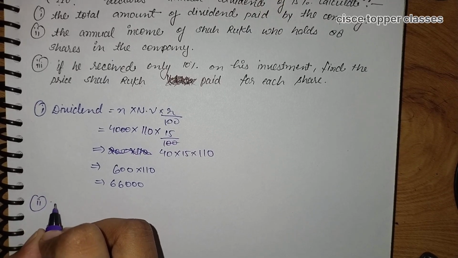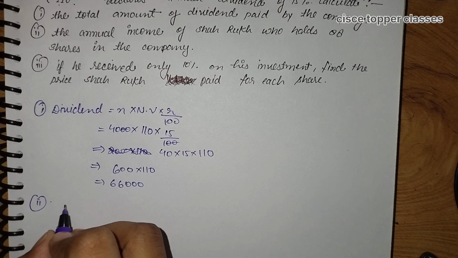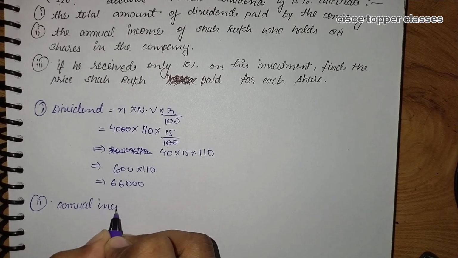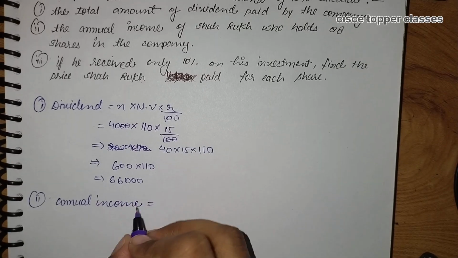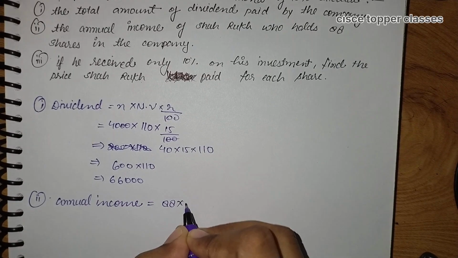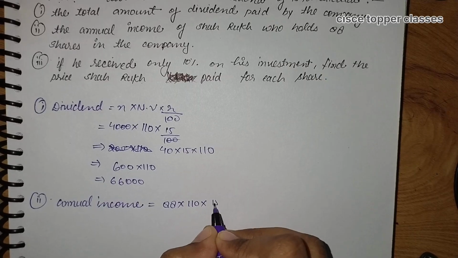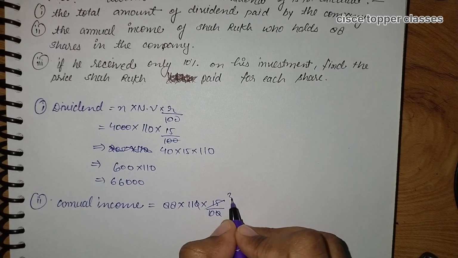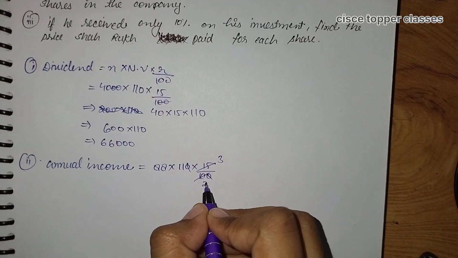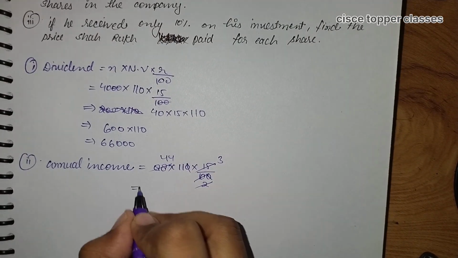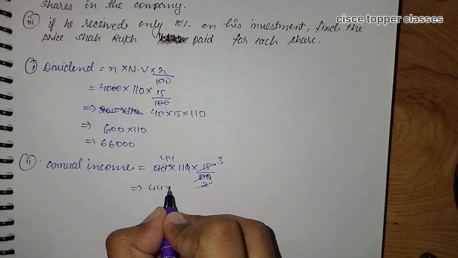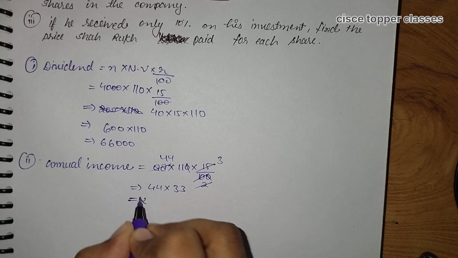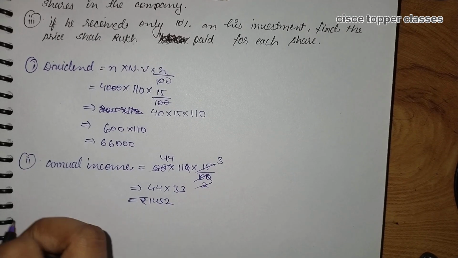Second part is the annual income of Shahrukh, who holds 88 shares in the company. So annual income, if you have to find, is again equal to the dividend received by Shahrukh. So this will be 88 shares into nominal value 110, rate 15 by 100. Again, we will cancel out 0 from here. This will be 3, this will be 2 here. On cancelling, this will be 44. So 44 into 33. If we calculate, on calculating this will be rupees 1452 as the annual income here.